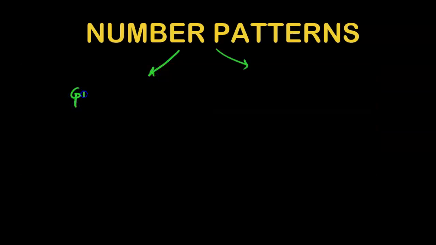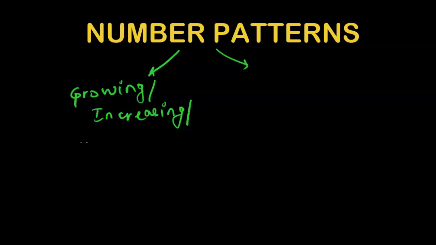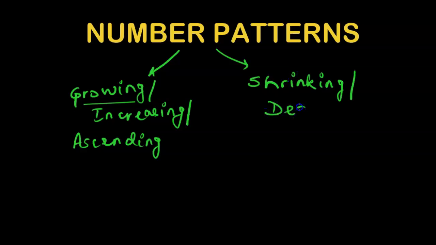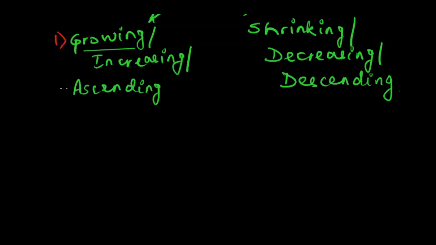One is the growing pattern. This is also called an increasing pattern, and some people also call it an ascending pattern. The simple word is growing. The second type of pattern is the shrinking pattern, also called a decreasing pattern, and another name is descending pattern. Let's first look at what a growing pattern is.